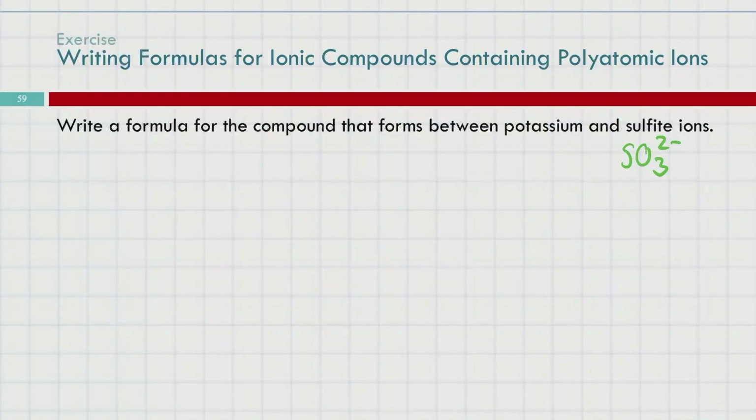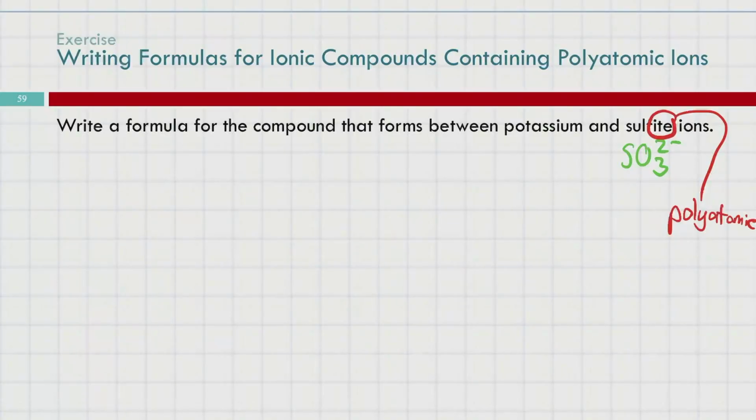All right, coming up with our formula for the compound that forms between potassium and sulfite ions. This "ite" ending is also indicative of polyatomic. It's a little signal. It means more than just polyatomic, but for us, for now, that's all the information we can get from it.